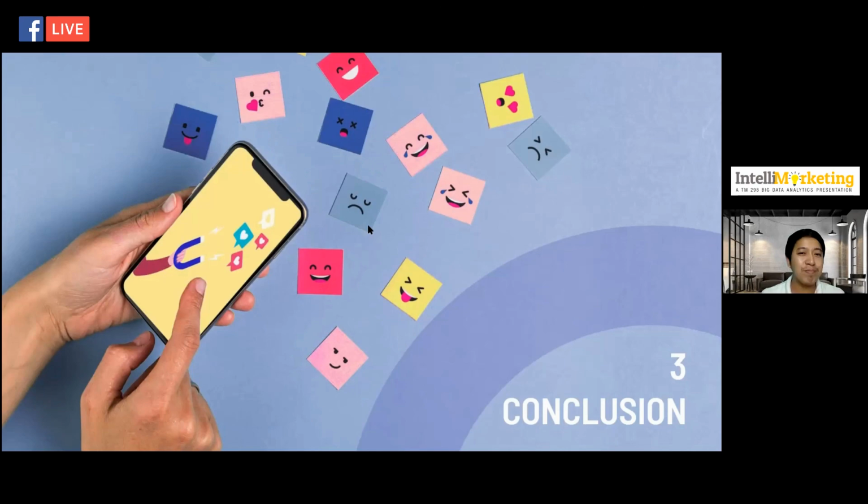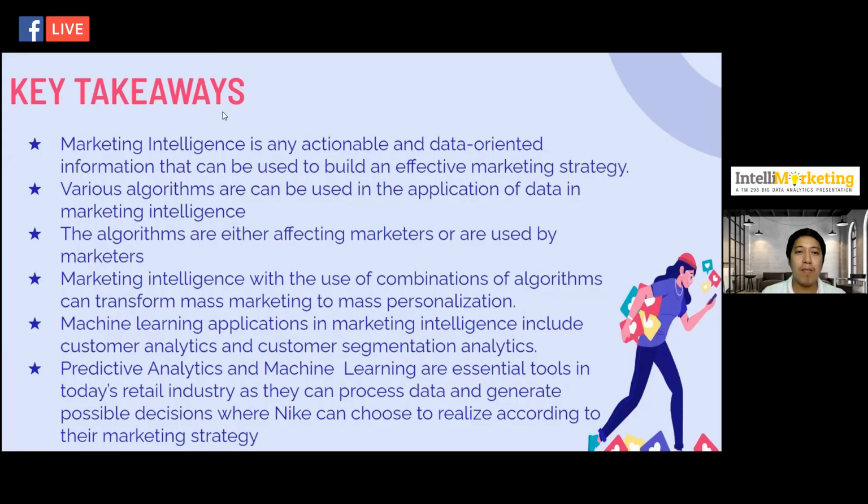So for this episode, we have six key takeaways. The first three are: first, marketing intelligence is any actionable and data-oriented information that could be used to build an effective marketing strategy. We also have various algorithms that could be used in the application of data science and marketing intelligence. And these algorithms are either affecting the marketers or are being used by the marketers in their activities.